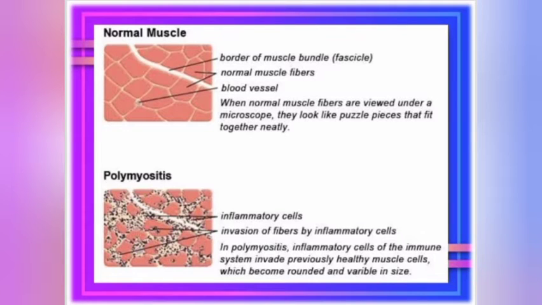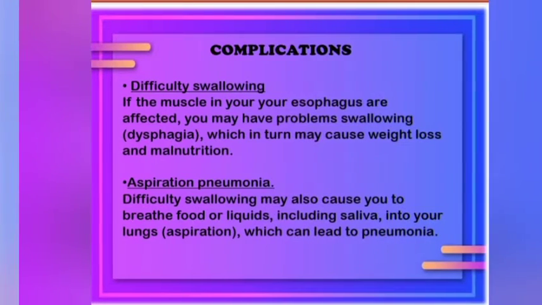Normal muscle versus polymyositis. Normal muscles are bundles of muscle fibers. Blood vessels with normal muscle fibers, viewed under a microscope, look like puzzle pieces that fit together neatly. In polymyositis, there is invasion of the fibers by inflammatory cells. Inflammatory cells of the immune system invade previously healthy muscle cells, which become rounded and variable in size.